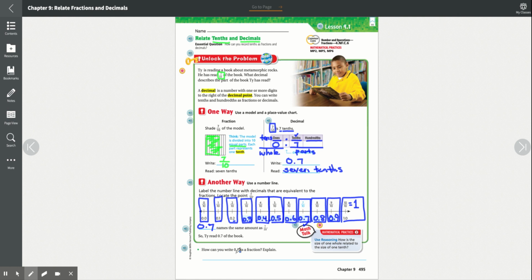How can you write 0 wholes and 1 tenth as a fraction? Explain. So we would say 1 in the numerator, and then the denominator, of course, would be this place value, which is tenths. The denominator is 10. So you'll have more practice in the questions to come. Great job.